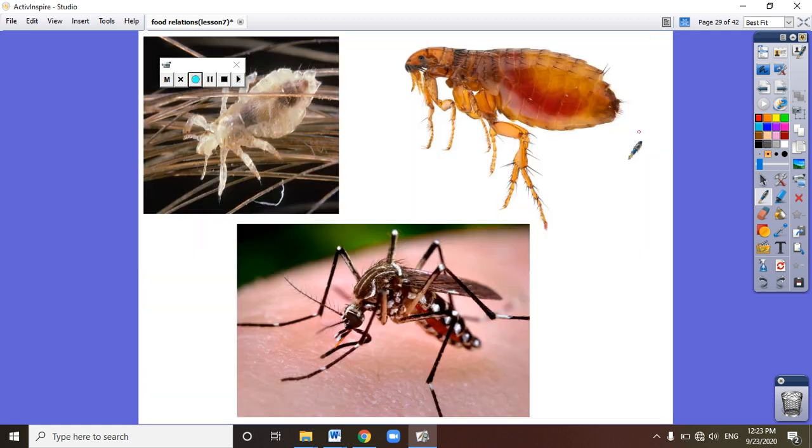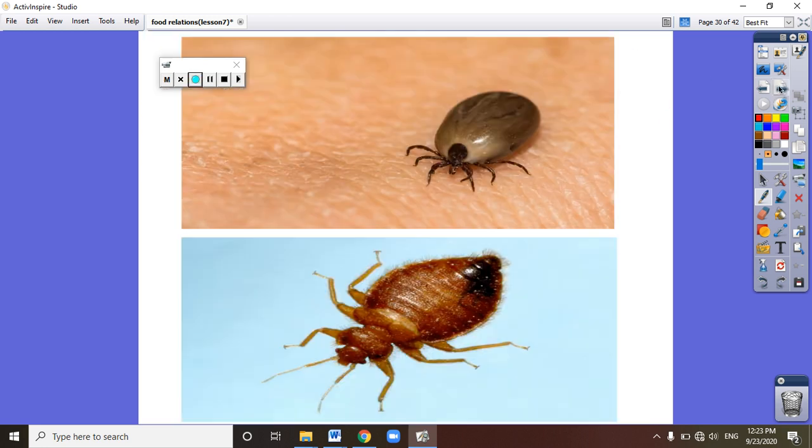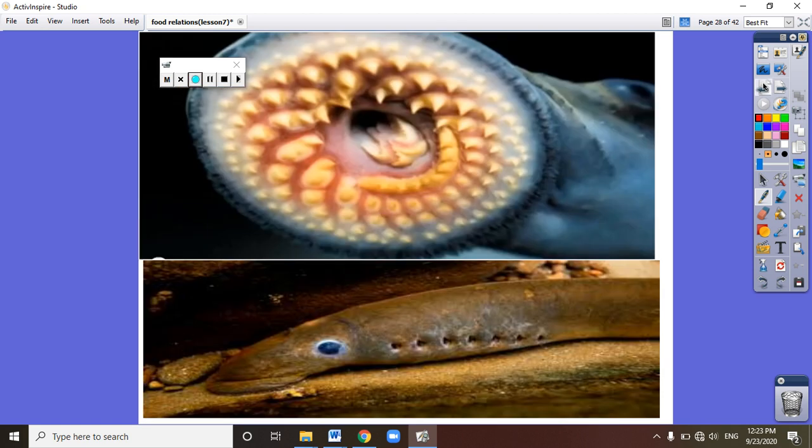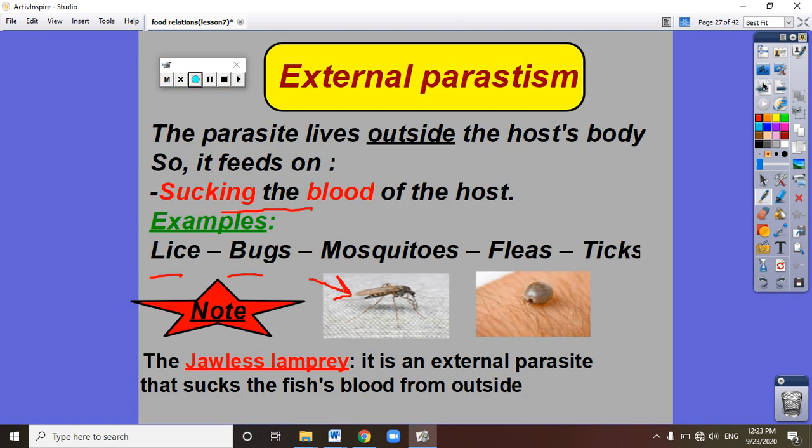That's the shape. That's the lice, and that's the mosquito, and also that's the lice that live inside the hair. And that's also lice, and that's the ticks. All of these insects are sucking the blood of the host and living outside the host's body.